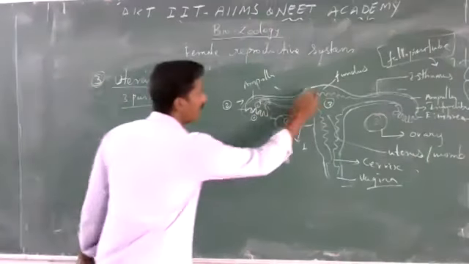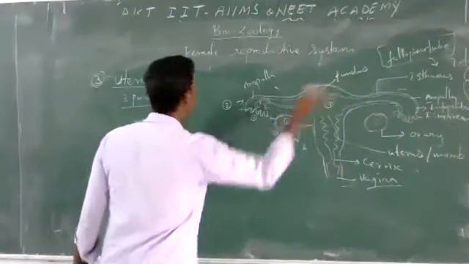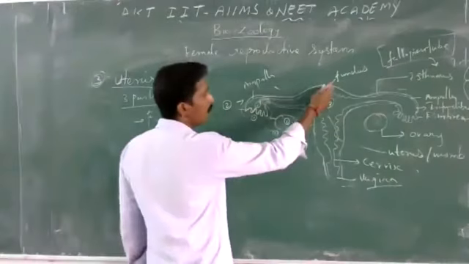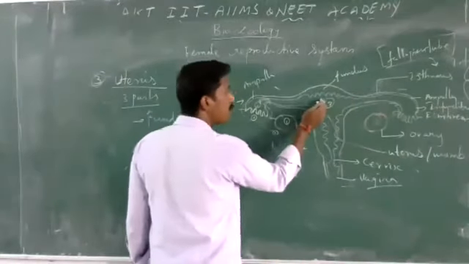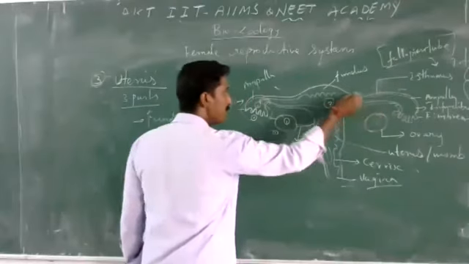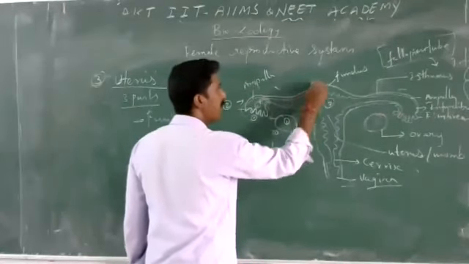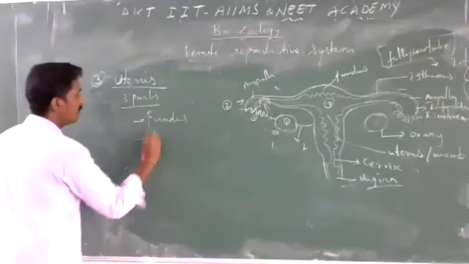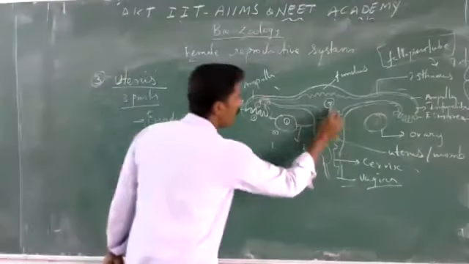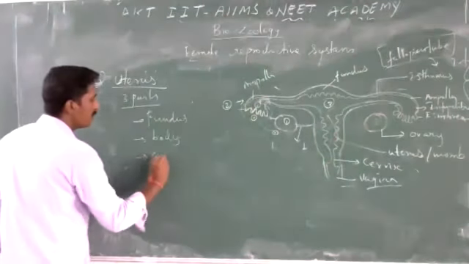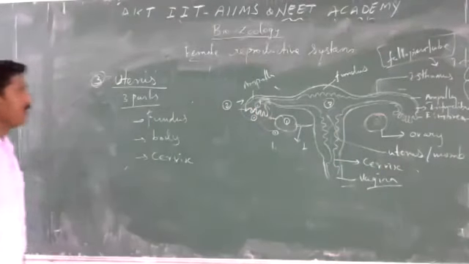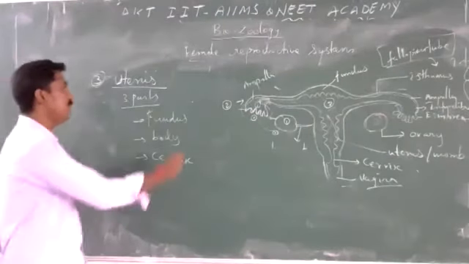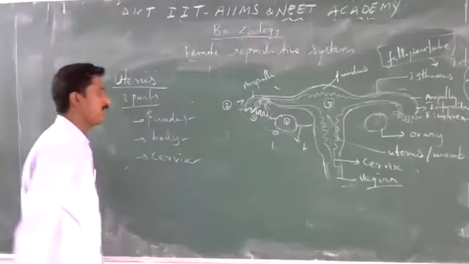The first is the projected region. The top projected region is called the fundus. It is present in the top region, the site of attachment of the isthmus to the uterus. That region, having a top region, has a projection. It is called the fundus region. Then the second region is the body region, and finally the cervix. These are the three parts of the uterus: fundus, body, and cervix.